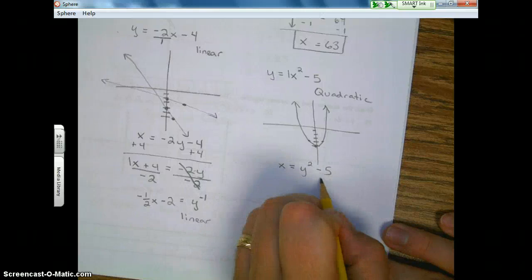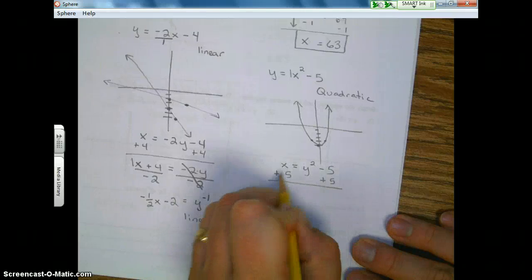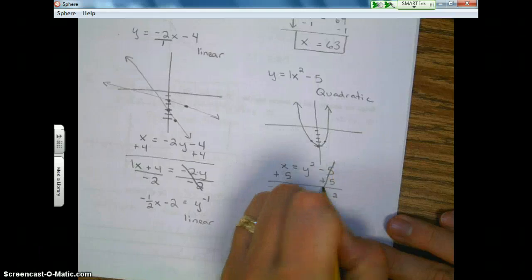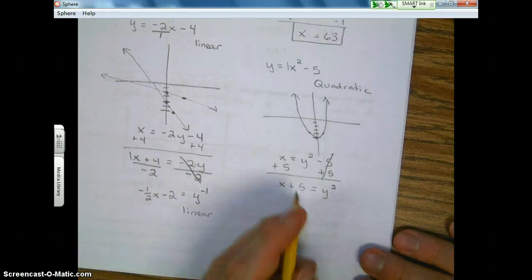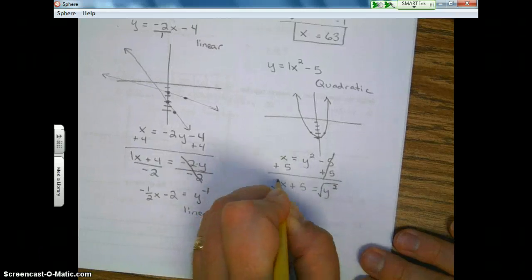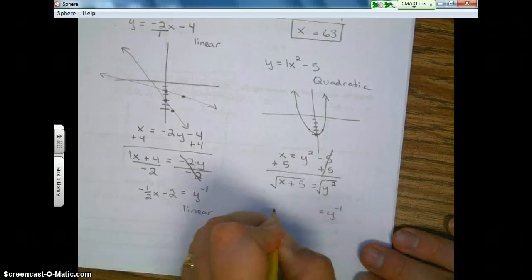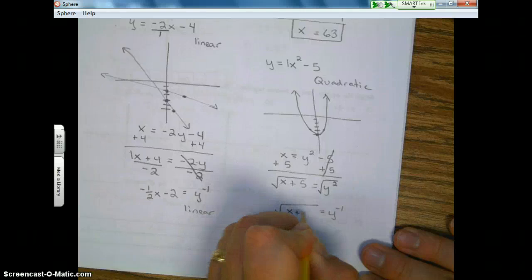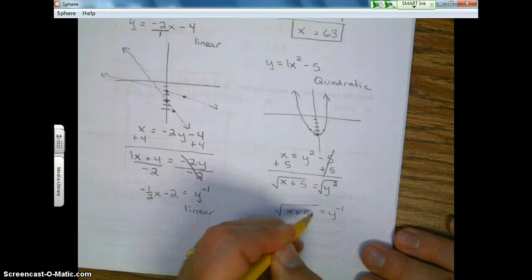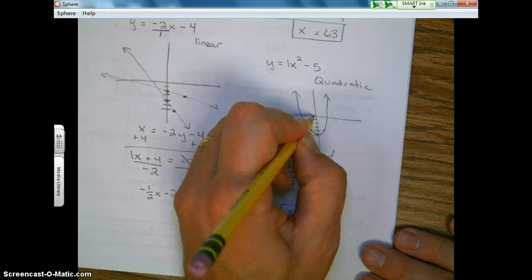We solve for y, so we undo adding and subtracting first. And take care of the exponent here. So to undo squaring, we're going to square root. So our inverse of y is the square root of x plus 5. So in order to graph this square root function, we're going to move 5 units to the left. So from the center, we're going to go left 5.